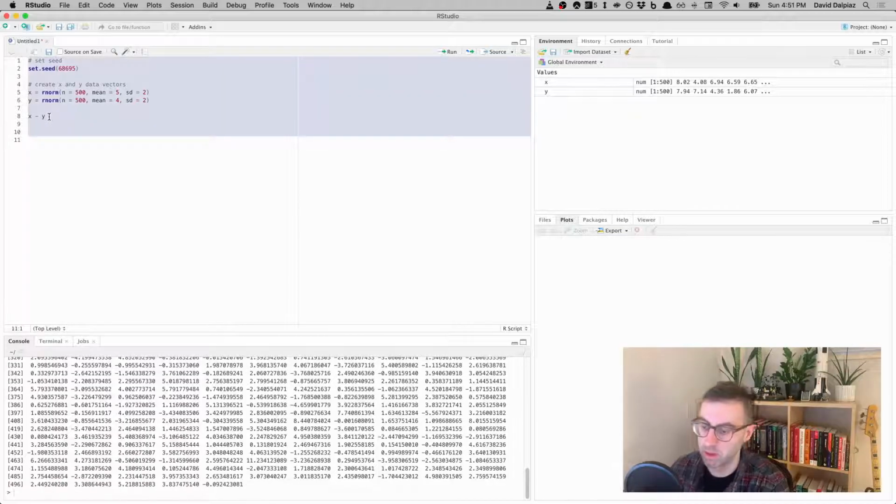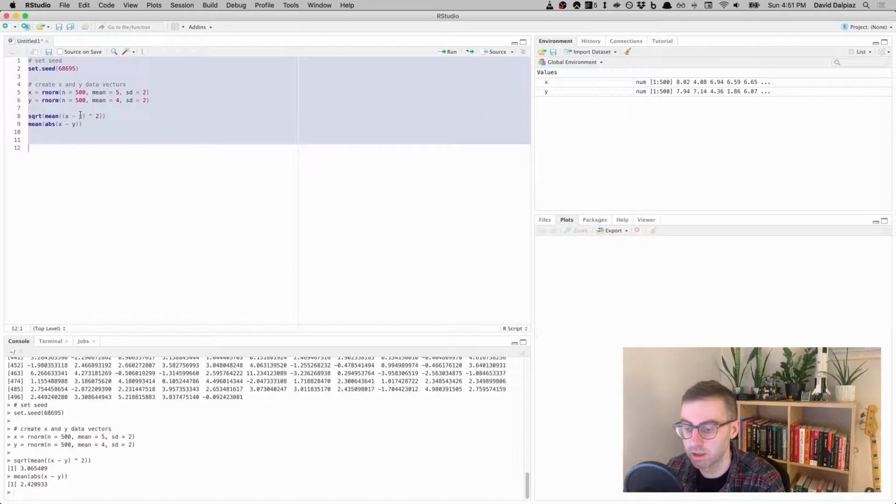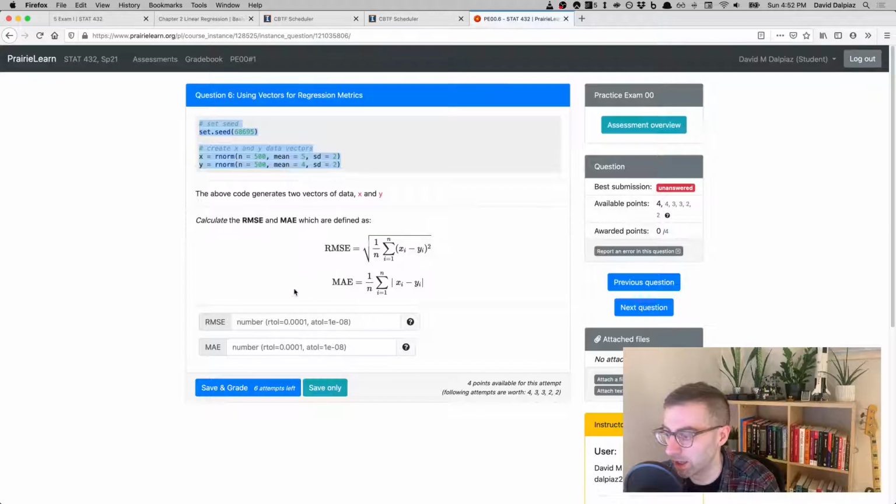Oops. Okay, so I need to do this. Square root. So root mean squared error. Mean. And then a square root. I could also do mean absolute value of x minus y.